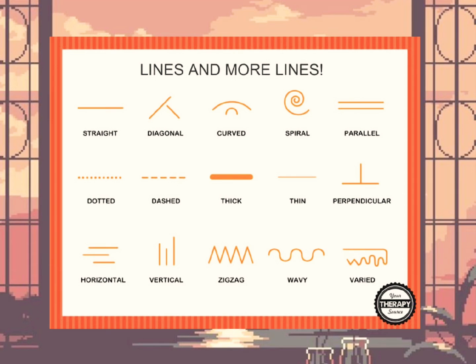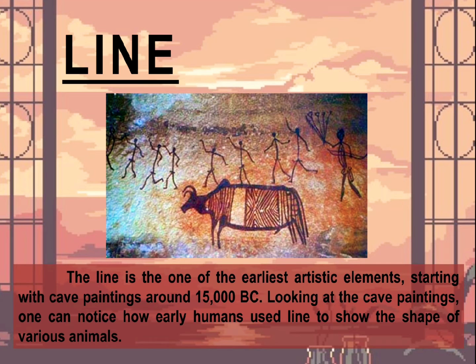Some people would even argue that this is the most important element, and for me, it is a yes, because most images begin their life as line drawings. According to Khan Academy, it is the most basic visual element as it can be used to define shapes and figures, indicate motion, emotion, and other elements. One fact about line is that it is one of the earliest artistic elements. Looking at the cave paintings around 15,000 BC, early humans used lines to show the shape of various animals.